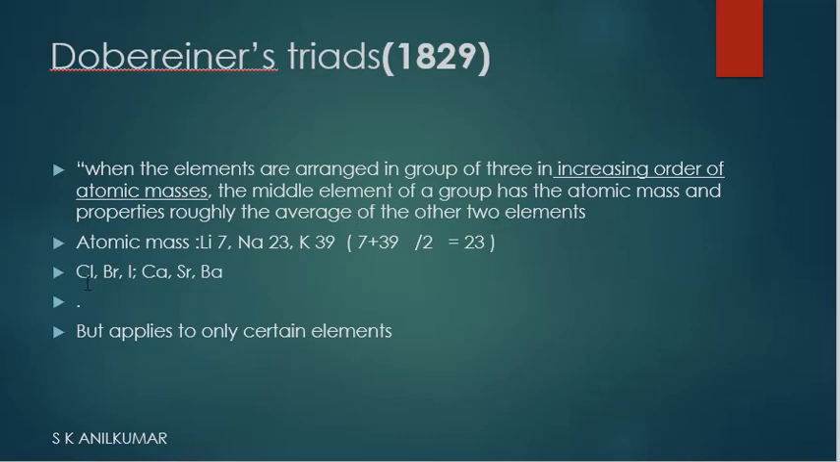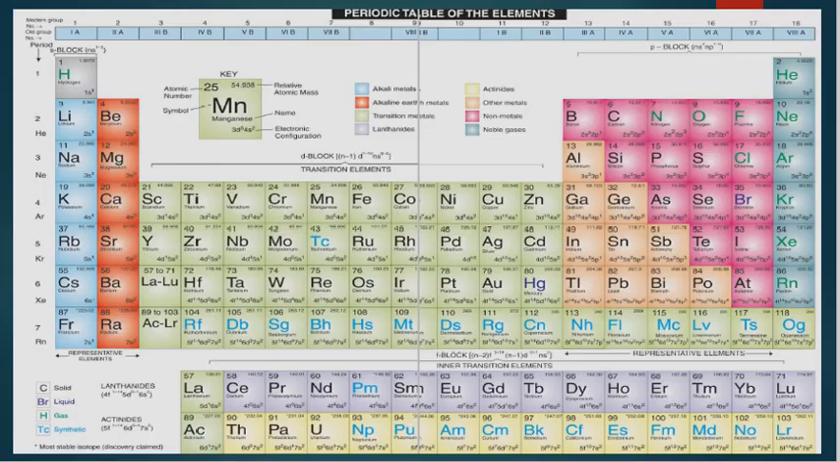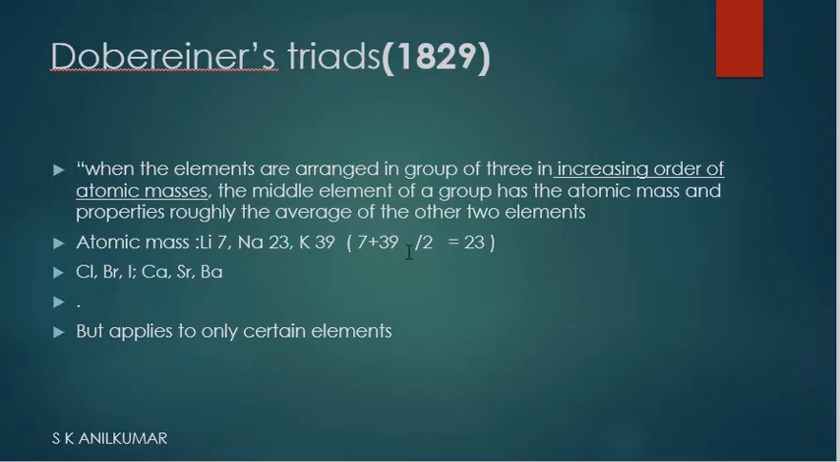So this works well for chlorine, bromine, iodine also. That formula works well. Like this he formed groups of 3, which he wrote vertically, and he said these are the periods, but it applies only to certain elements. It was not working well.